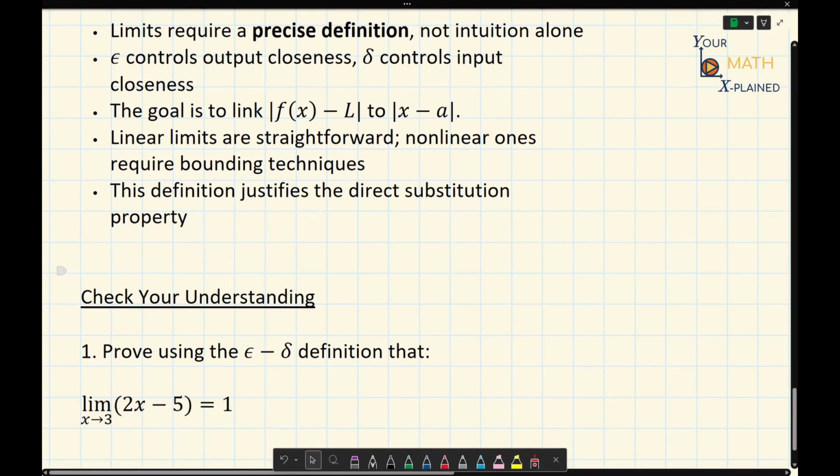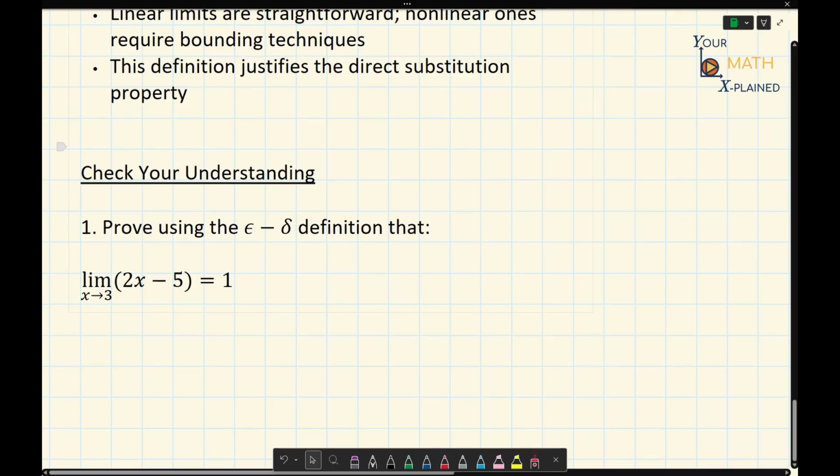And now it is your turn to give this a try. Can you use the epsilon-delta definition to prove this limit here?